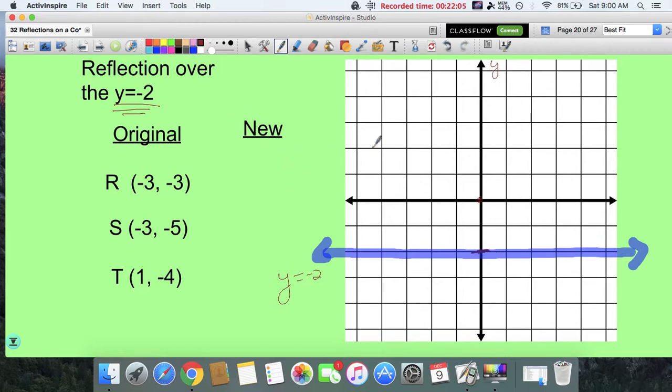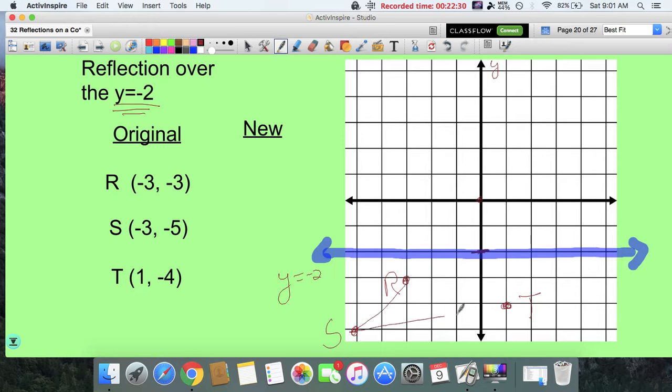So let's find our triangle. R equals -3 and 3. Here's point R. Point S is -3 and -5, right here. Point T is 1 and -4.